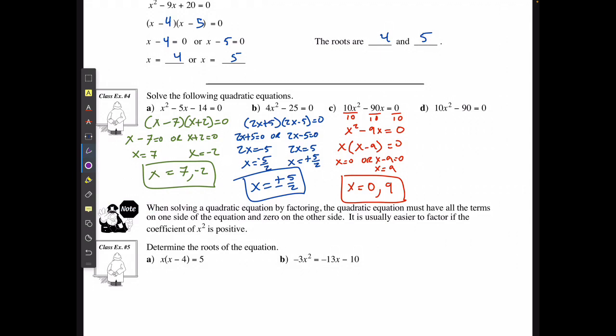In example D, I'm going to start the same way. Divide all the terms by 10, and I'm going to get x squared minus 9 is equal to 0, and this I'm going to factor using a difference of squares. X plus 3, x minus 3 is equal to 0, which means that either x plus 3 is equal to 0 or x minus 3 is equal to 0. This would be x is equal to negative 3. This is going to be x is equal to positive 3, which means that x is going to equal plus or minus 3.